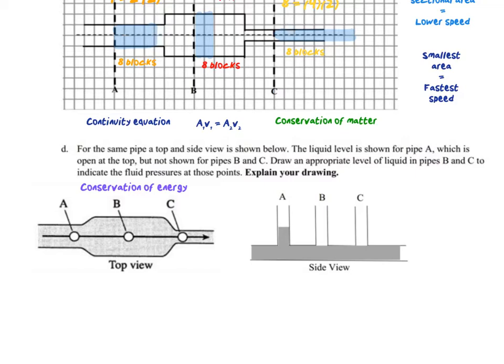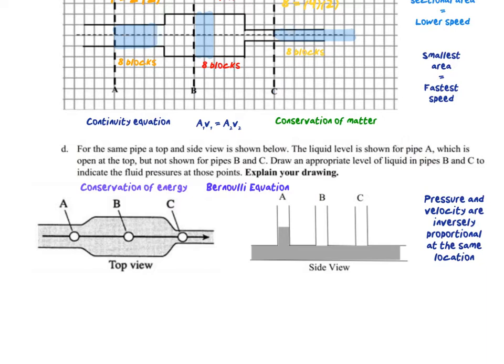So if we use the Bernoulli equation, the basic foundation we have to worry about is that we know that pressure and velocity are inversely proportional to one another. So where the velocity is higher, the pressure is lower. And where the velocity is the slowest, the pressure would be the highest. So that means that the velocity was slowest at location B, so it should have the greatest pressure.